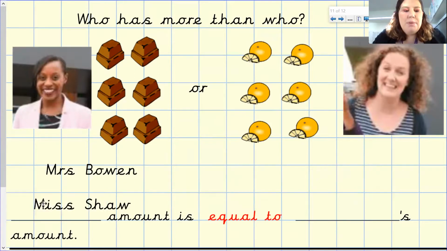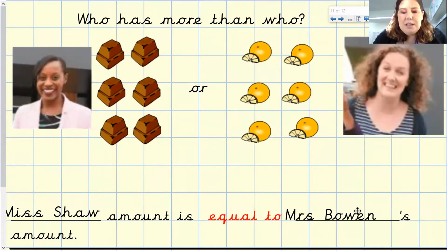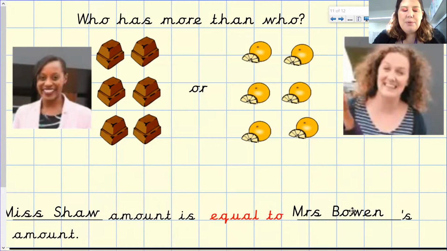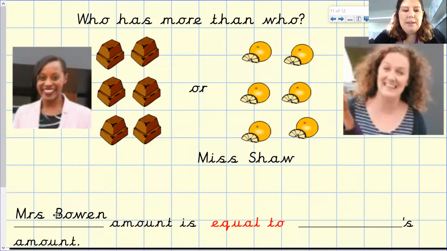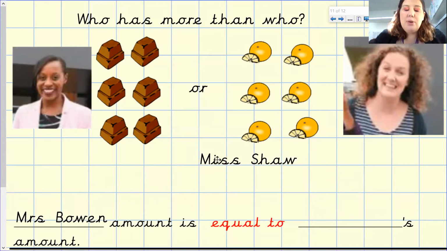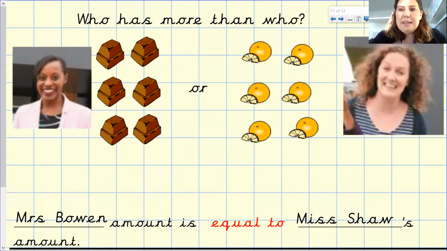So I could put Mrs. Shaw's amount is equal to Mrs. Bowen's amount. Or I could have said it the other way round. I could have said that Mrs. Bowen has the same or equal amount to Mrs. Shaw's amount. And that is the end of our key vocabulary for this week.